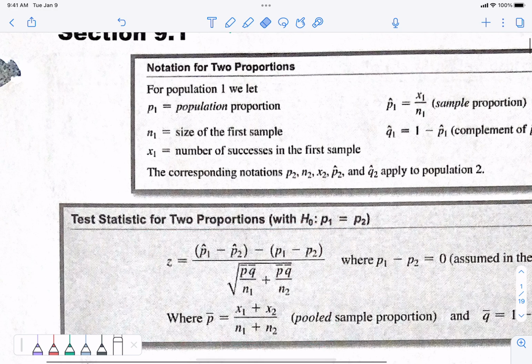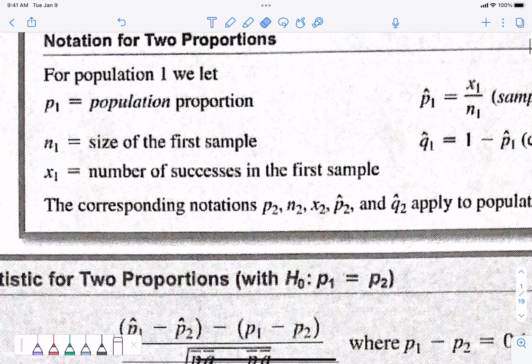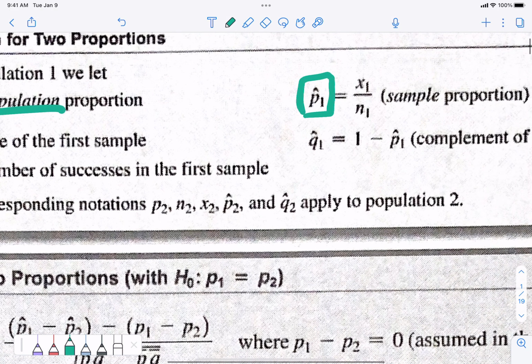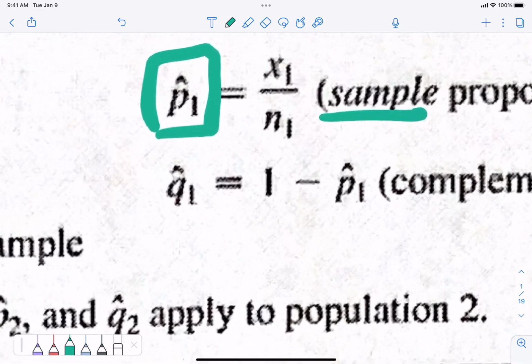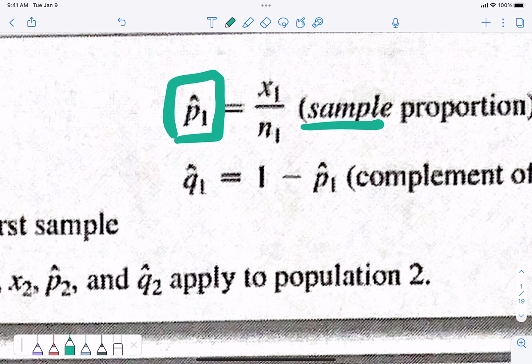All right, so let's go through some variables. We still have P and we still have P hat. P is the population, P hat is my sample. Sometimes they will give you not a percentage for P hat, and you'll have to calculate it. So they'll say like 10 of the 17 passed the test. You would take 10 and divide by 17 to figure out that percentage, right? That's P hat 1, okay?